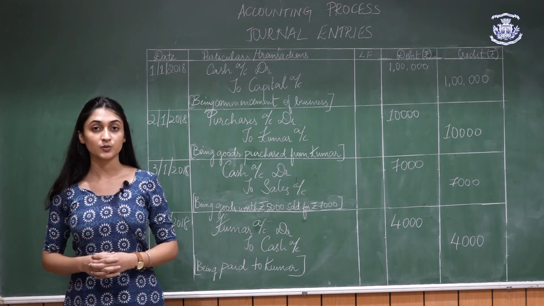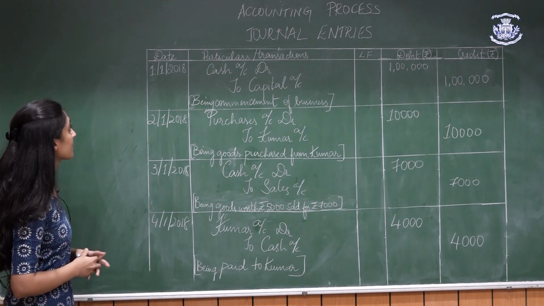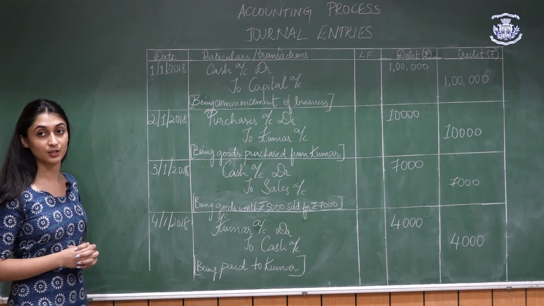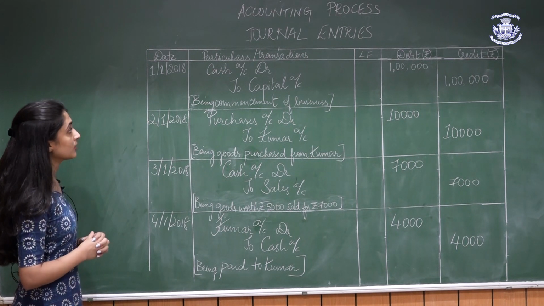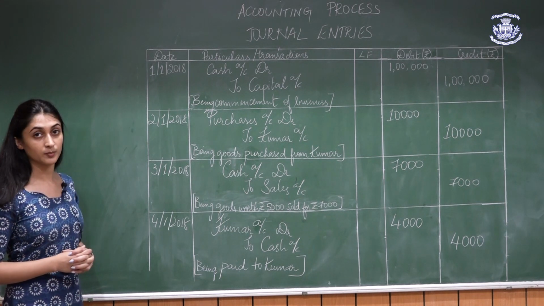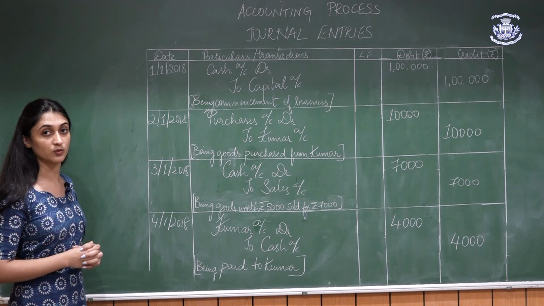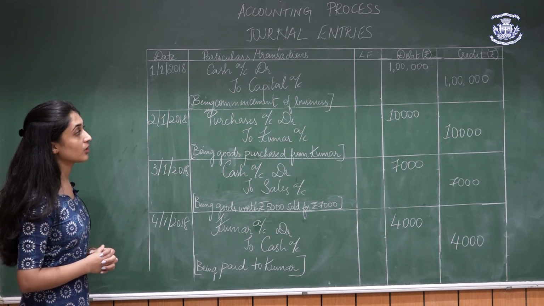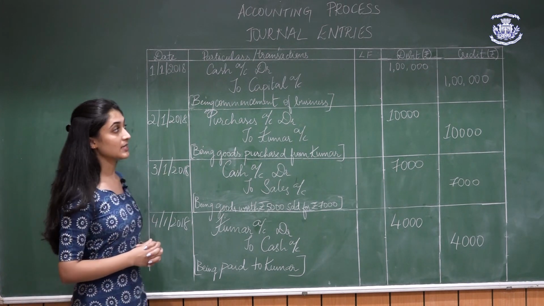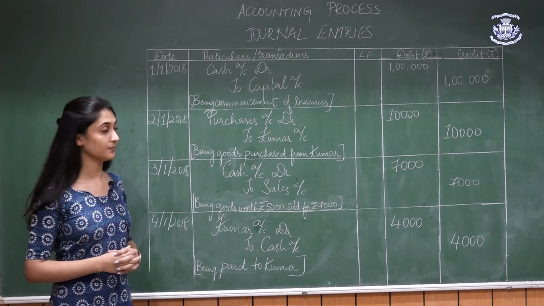We will now look into the format of the journal entry. We have the date, which defines the date on which the transaction takes place, the particulars column for the transaction, the ledger folio column, which indicates the ledger folio where the entry will be posted, the debit column and the credit column. These transactions are similar to the accounting equation transactions.